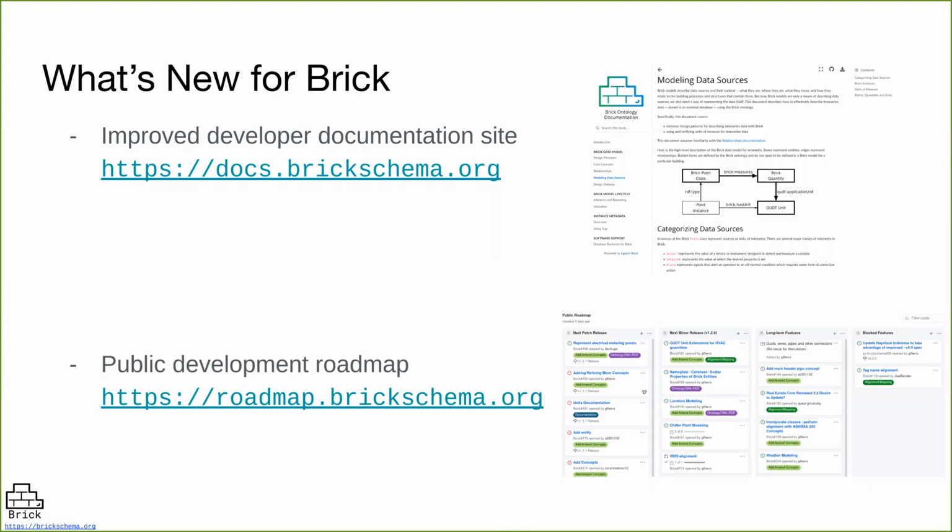We've also launched a public development roadmap. One of the core tenets of Brick is transparency and openness. And so what the roadmap does is it makes clear to the community where we are planning on going, what the features are that we're planning on introducing in versions 1.2, 1.3, and longer term features as well. And so that's something you can visit. This is all managed on GitHub.